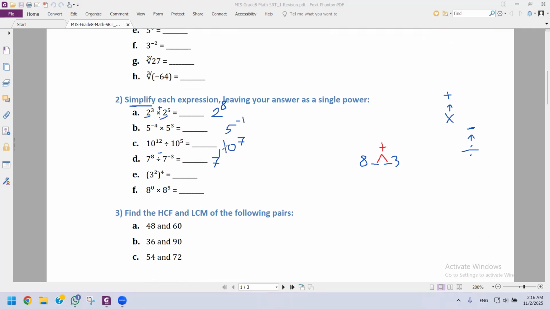So here it's 7 to the power of 11. Now, 3 to the power of 2, and again to the power of 4. So I have a power, and on the top of it there is another power. What do I do if I have a power like this and another power like this? We multiply the powers.